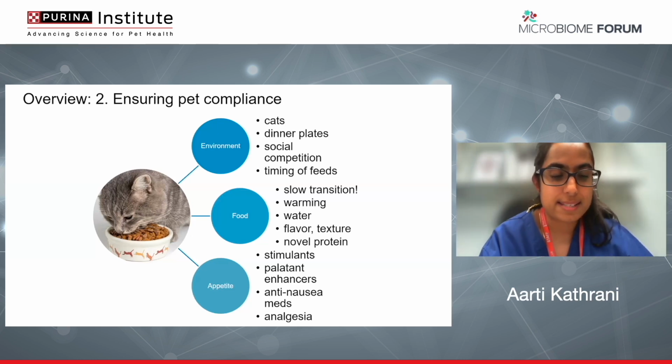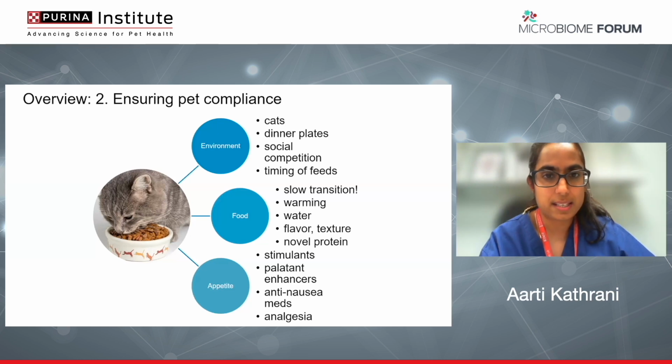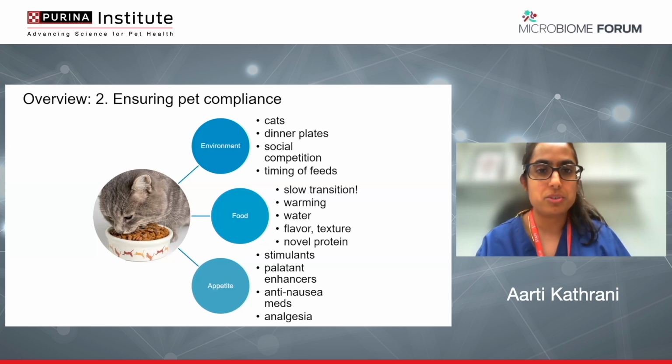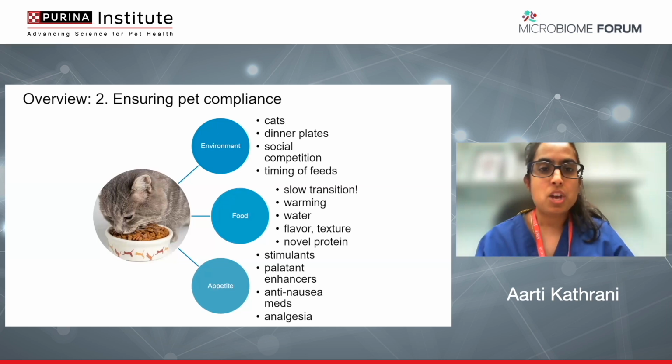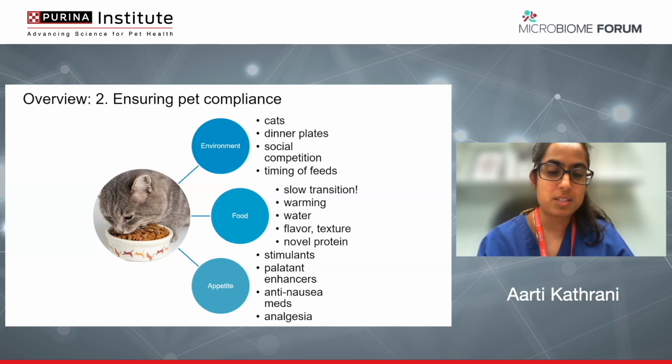With dogs, what we say is you can try using a dinner plate to feed the food if they're not really readily eating it, the kind of same dinner plates that you would use. You can use social competition if they have other dogs in the house or family members. You can ask them to time feeds when the family sit down to eat, because that might help as well with social competition with food intake.